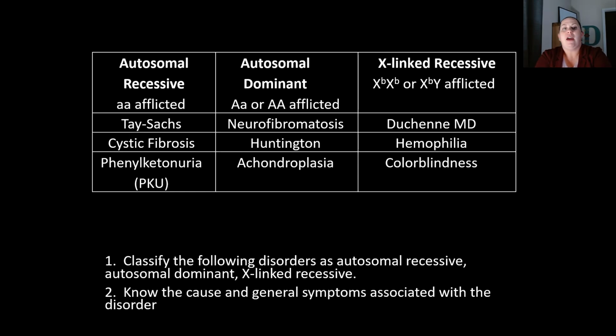All right, so when we look at autosomal recessive, this is where they have the two little letters. So little a is affected. These are going to be things like Tay-Sachs, cystic fibrosis, and phenylketonuria or PKU. We're going to talk about each of these in a little more detail. Autosomal dominant means they have big A, little a, or big A, big A. This is going to be something like neurofibromatosis, Huntington's disease, or achondroplasia. X-linked recessive disorders, again, affect males more than females. This is Duchenne muscular dystrophy, hemophilia, and color blindness.